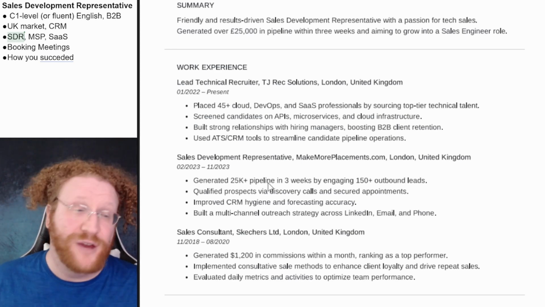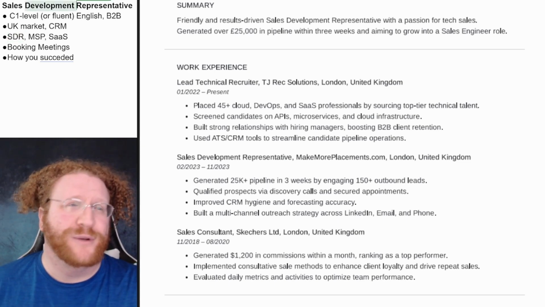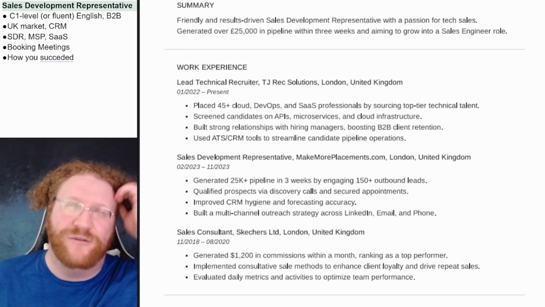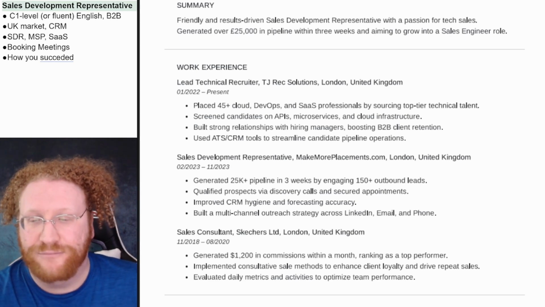I don't think it's going to take you a ton more, and make sure you're actually typing in sales development representative rather than SDR or sales dev rep into LinkedIn, because the difference in the amount of jobs it shows is massive.